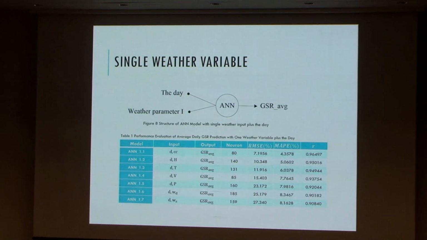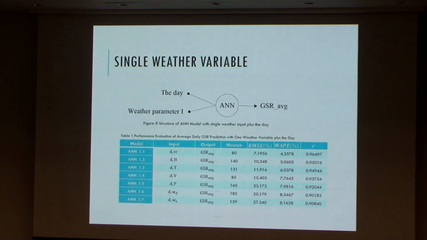For the first step, using only one weather variable, I used all 8 or 9 weather variables. Here are the 7 models, and here is the input: day with cloud cover, day with humidity, day with temperature, day with vapor pressure, wind direction, wind speed. And here is the number of neurons that gives the best result. And here is the performance: root mean square error, mean absolute percentage error, and coefficient of correlation.